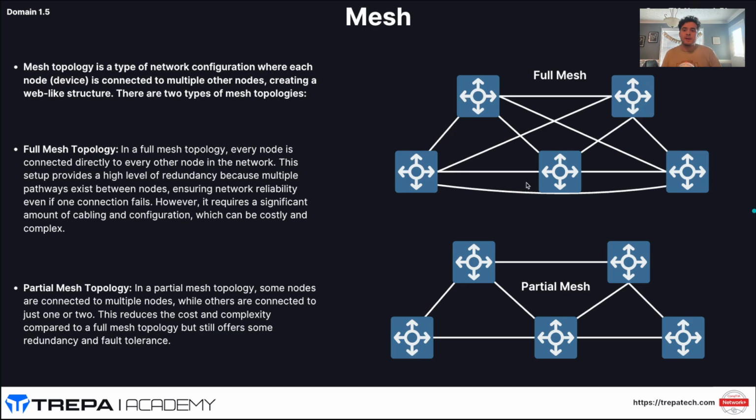Then we have a partial mesh. This is where some nodes are connected to multiple nodes, while others are connected to maybe just one or two. You can see here in this example, this switch right in the middle is connected to all of them, where this switch is connected to this guy, and this guy, but missing this connection. So we have that central point that's maybe connected to all of them, and then some of the other nodes are not. They have lots of redundancy, but not to every single node. This is not a hub and spoke topology, though. This is not hub and spoke. This is a partial mesh, where you will have some of that redundancy you may get with full mesh.